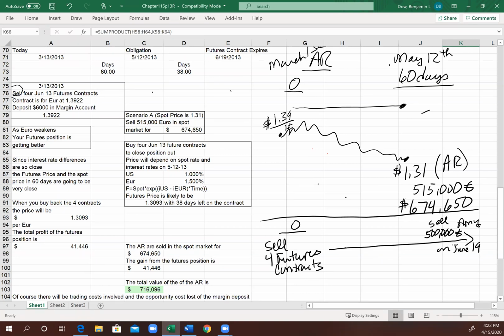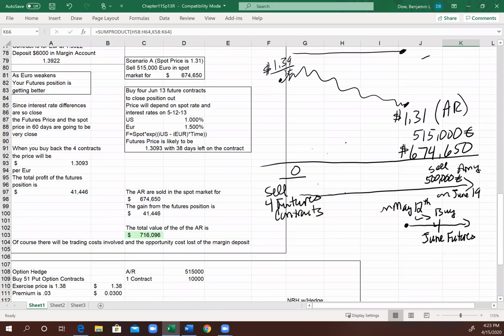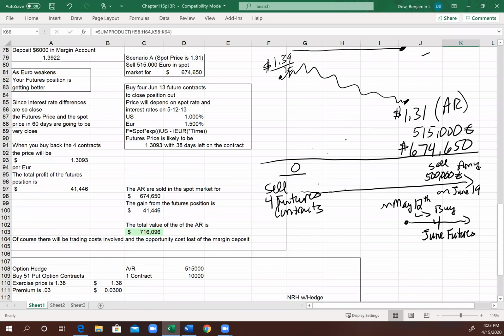Now, we picked that June contract because there wasn't a May contract available. Turns out it doesn't really matter, because on May 12th, we're going to buy to close out our position. On May 12th, we buy 4 June futures contracts. Why do we buy them? Because we're just using the futures contracts as a hedge. Now, the good news is when we come back to buy the 4 futures contracts in June, the June futures price has changed.